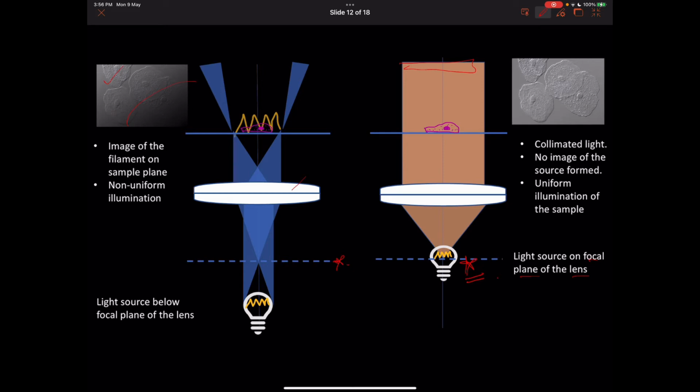Whether or not your light source can be moved from one place to another, that is another question. So we are going to see that.